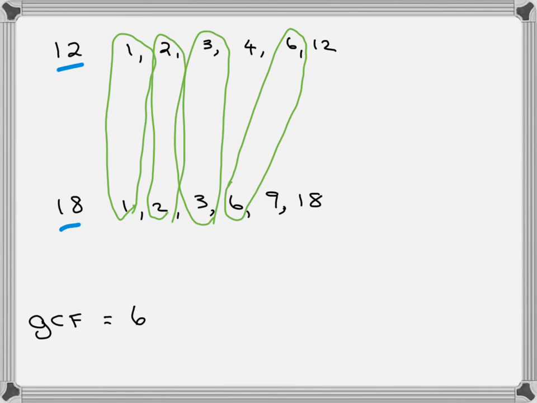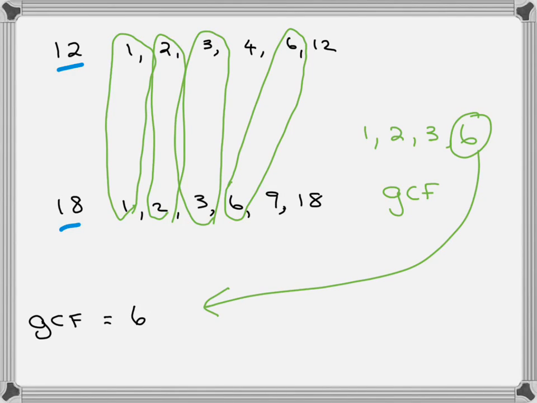So our common factors are 1, 2, 3, and 6. So to find your greatest common factor, greatest means the biggest one, it is number 6. So we wrote here, greatest common factor between these two numbers is 6. You understand that? Let's do the next one.